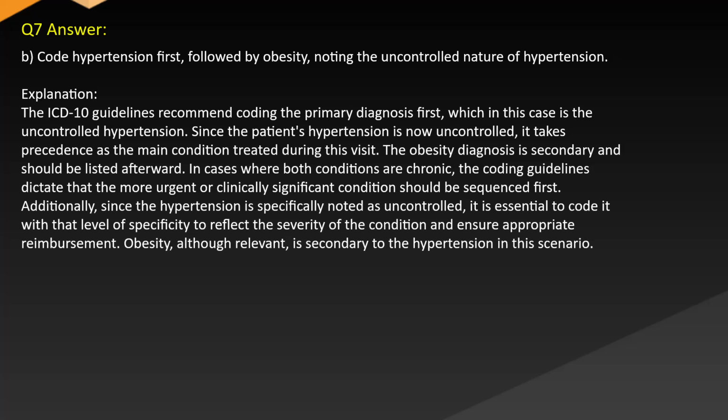In cases where both conditions are chronic, the coding guidelines dictate that the more urgent or clinically significant condition should be sequenced first. Additionally, since the hypertension is specifically noted as uncontrolled, it is essential to code it with that level of specificity to reflect the severity of the condition and ensure appropriate reimbursement. Obesity, although relevant, is secondary to the hypertension in this scenario.